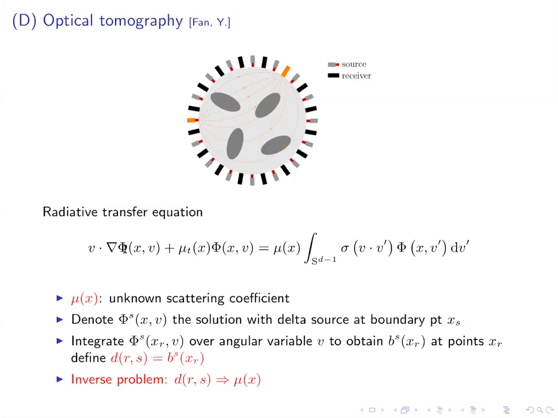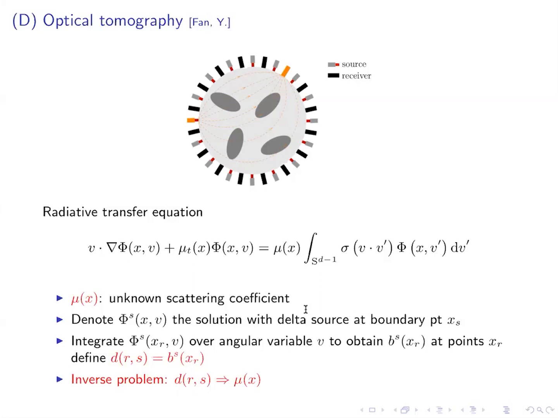So the quantity you care about is not the travel time anymore. It is something called phi. The phi tells you, at a specific location X, the light traveling in that direction. So this is a quantity defined over the whole domain, which you cannot directly access. But what you can do is the boundary measurement. Here, mu is something called the scattering coefficient, which we do not know and we're trying to figure out.